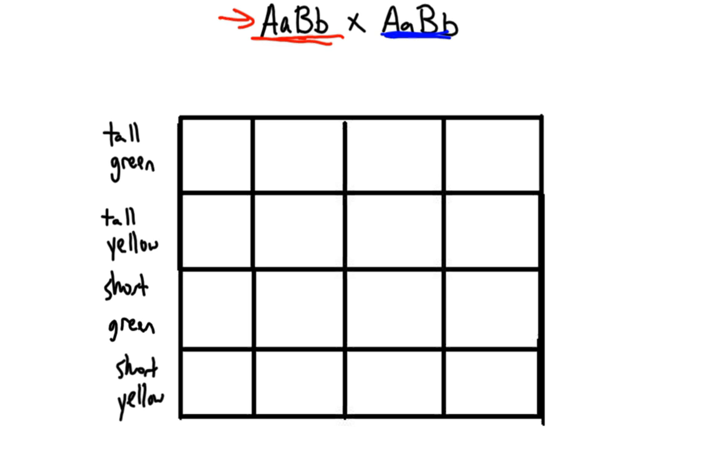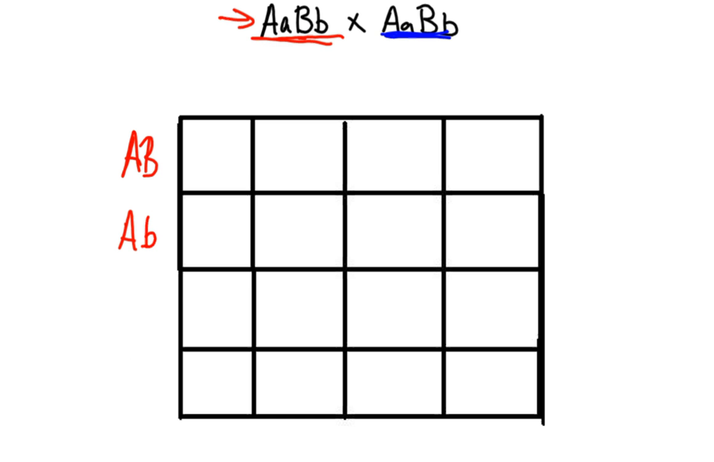Well, it would get really tiresome writing those words over and over again in all 16 of these squares. And so what we're going to do to represent them, instead of writing tall green, we're going to write big A, big B. And instead of tall yellow, we're going to write, and then you'd be using red here. Instead of tall yellow, we're going to write big A, little b. And you get the idea. We're going to do this for all of them. Little a, big B, little a, little b.